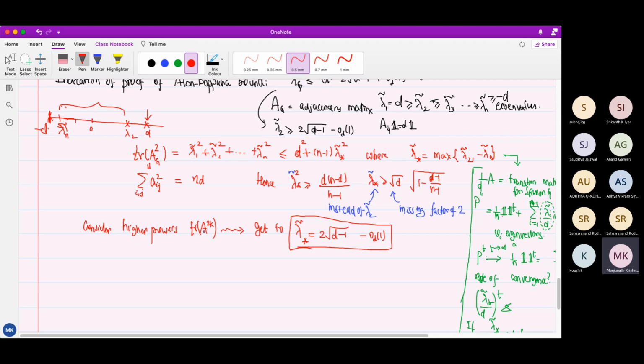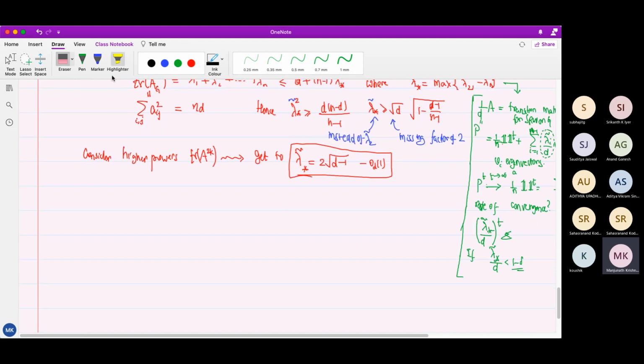So by considering higher powers, we can get to 2 root d minus 1. It's actually an interesting proof. I don't know whether I should spend any time on it. Maybe I'll just tell because it's an interesting way of doing things. Okay, by the way, I didn't give references, so maybe I'll just give references instead of talking about this. But the 2 root d minus 1 comes in a nice way.